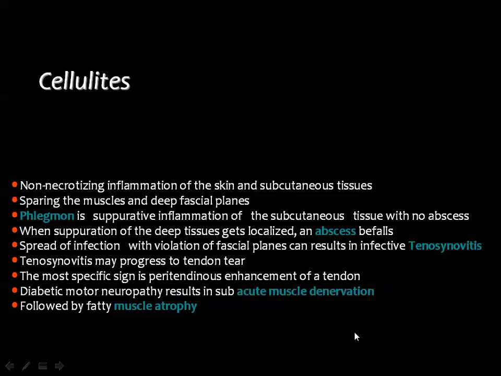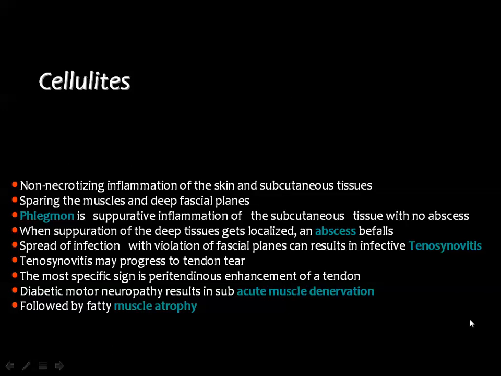And the penetration of the skin and the subcutaneous tissues by this inflammatory process is known as cellulitis, and cellulitis is confined to the skin and subcutaneous tissue. Later on, the infection will affect the muscles and deep fascial planes and will result in a mass of inflammatory granulation tissue known as the phlegmon.